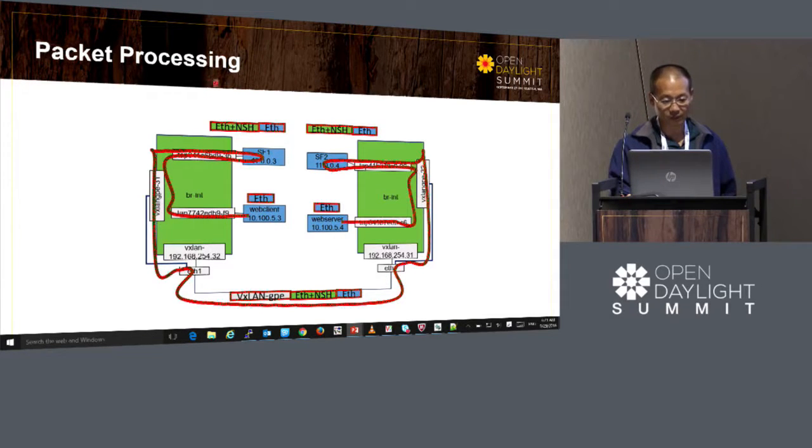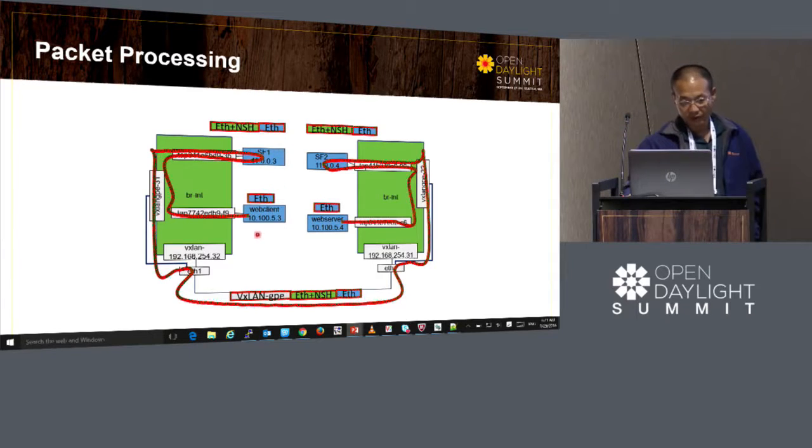Here are the packet processing procedures. At the beginning, it's a general Ethernet packet. When the web client sends this packet to the BRINT bridge, the classifier will push this Ethernet plus NSH header. So SF1 will get this packet, then send it back to the BRINT bridge.